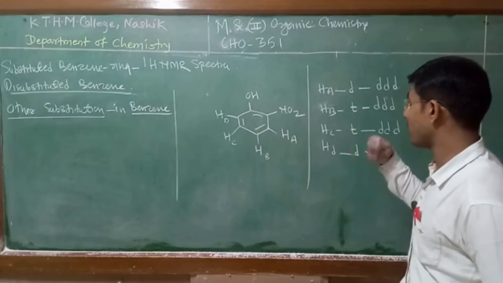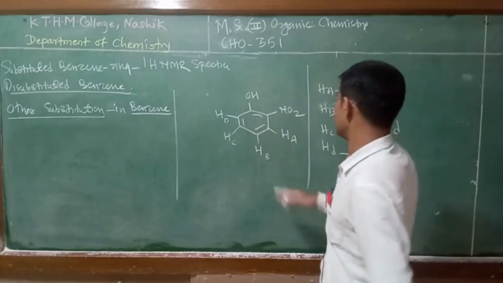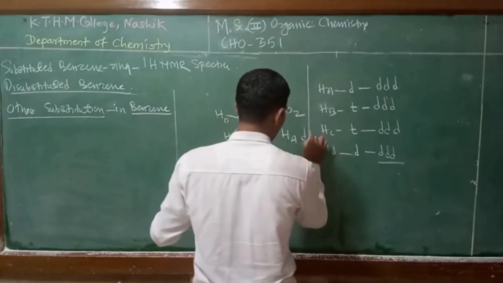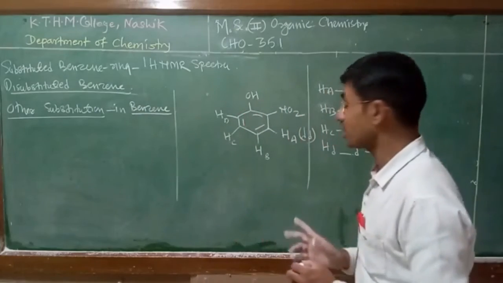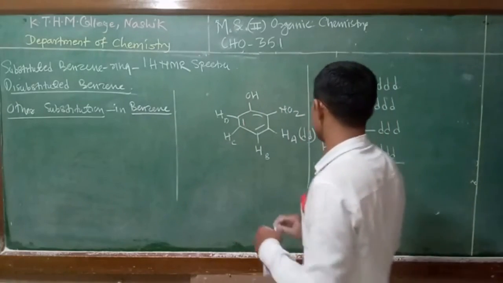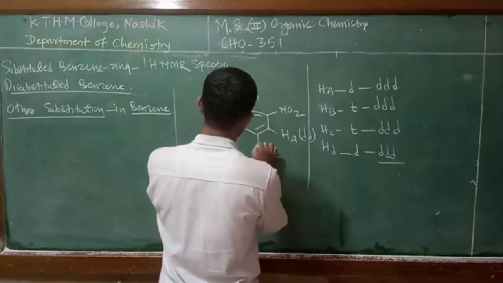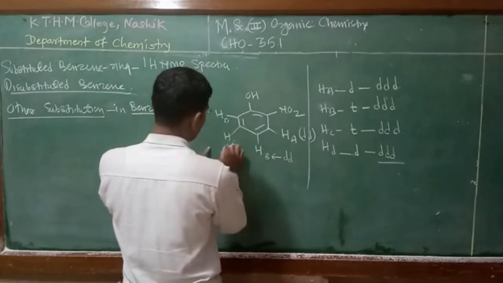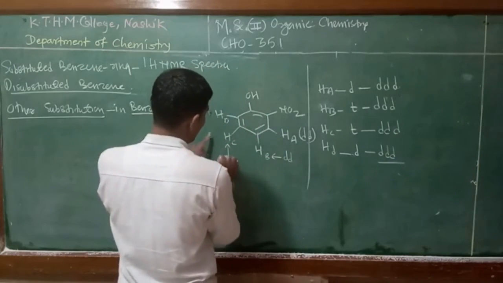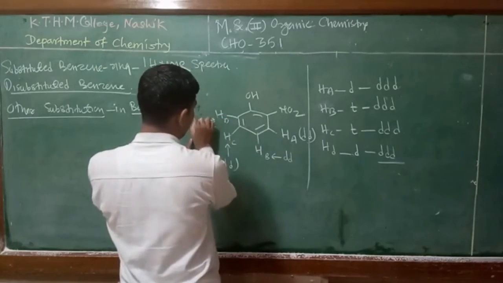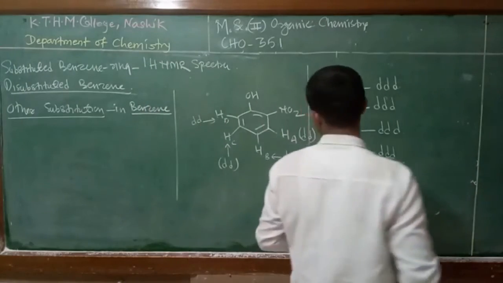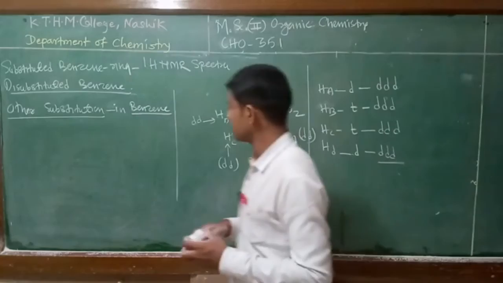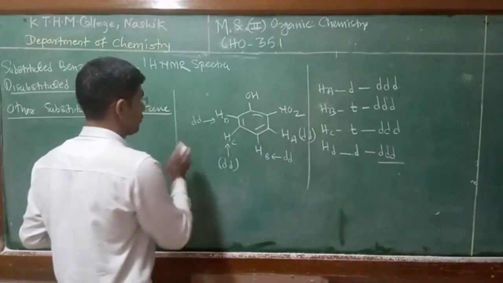When you ignore the para coupling, the Ha proton shows only a doublet of doublets. When this para interaction is ignored, Hb shows a doublet of doublets only. This shows a doublet of doublets, and this also shows a doublet of doublets, when you ignore the para interaction here. So this is the example of 2-nitrophenol.